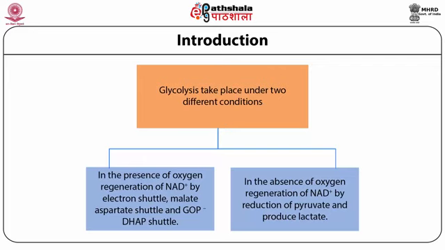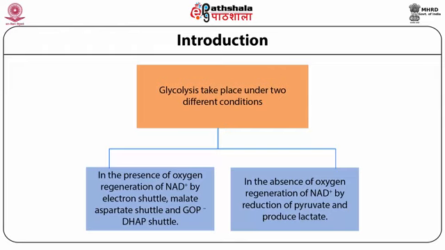So, looking at the reaction, you can see that C6H12O6 plus 2 ATP plus 2 ADP plus 2 inorganic phosphate plus 2 NAD plus gives the resultant products: 2 C3H4O3 plus 4 ATP plus 2 ADP and 2 NADH.